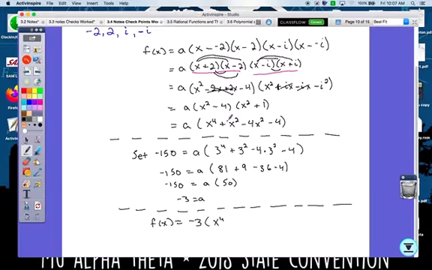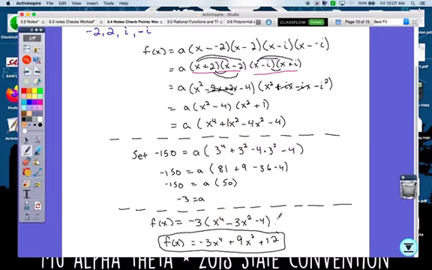X squared and 1x squared and -4x squared will give me a -3x squared. And then -4. And then last, we distribute the -3 through. So our final answer is -3x to the fourth. -3 times -3 gives a plus 9x squared. And then -3 times -4 gives me a positive 12. And that is our answer.